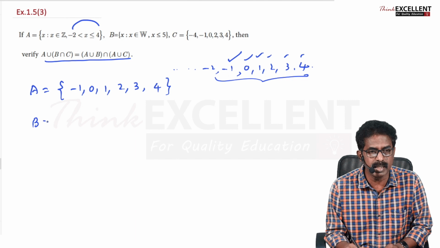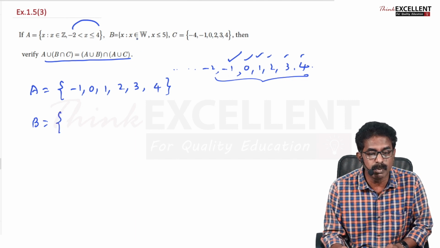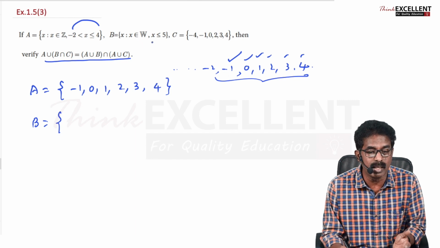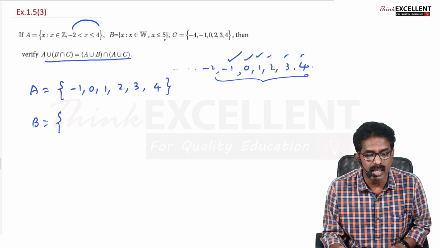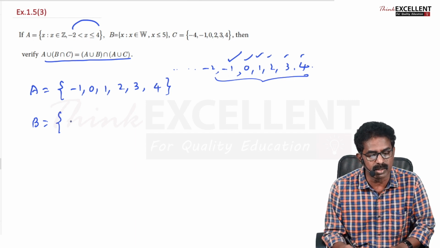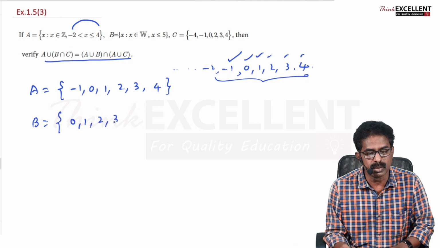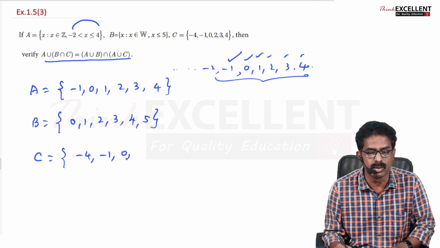Then you see what is B? B equals the set of all x such that x belongs to W. It's a whole number. Whole numbers start with 0: 0, 1, 2, 3, etc. Less than or equal to 5, so 5 is also included. So 0, 1, 2, 3, 4, 5. And C is given in roster form: -4, -1, 0, 2, 3, 4.